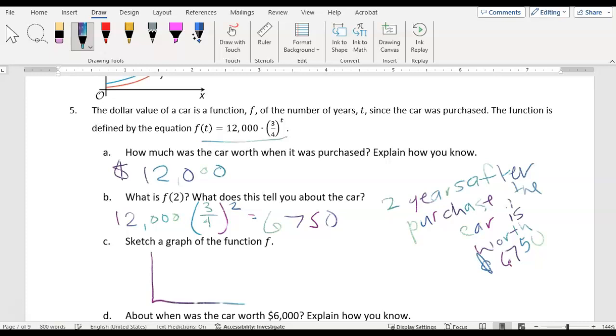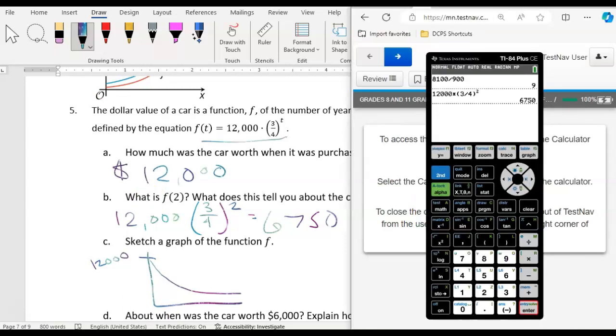Sketch a graph of the function f. So we can just sketch a graph. We're starting at 12,000. You would want to label that. Oh, actually, I should label that higher because this is depreciating. So start up at the top, say 12,000, and it is decreasing. Okay, so you can just draw a sketch of what that would look like over time.